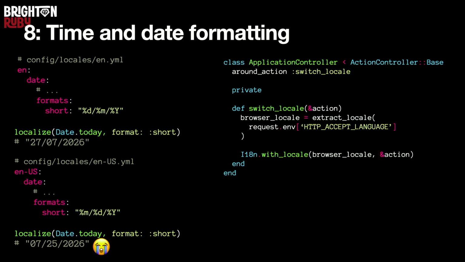So this is one way you might do that. You can define an around action which identifies the locale for the user and then passes it to I18N, and it's going to render that action with that locale applied. Here we're pulling the locale from the browser headers. Probably a better way to do this would be to have a setting in the app where they can choose specifically which they prefer.